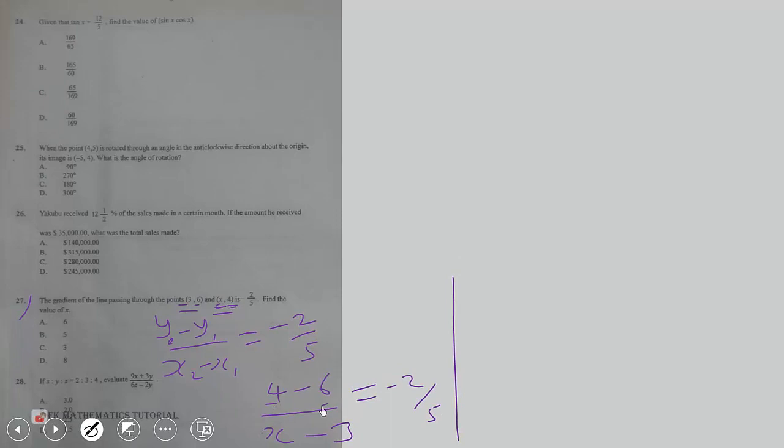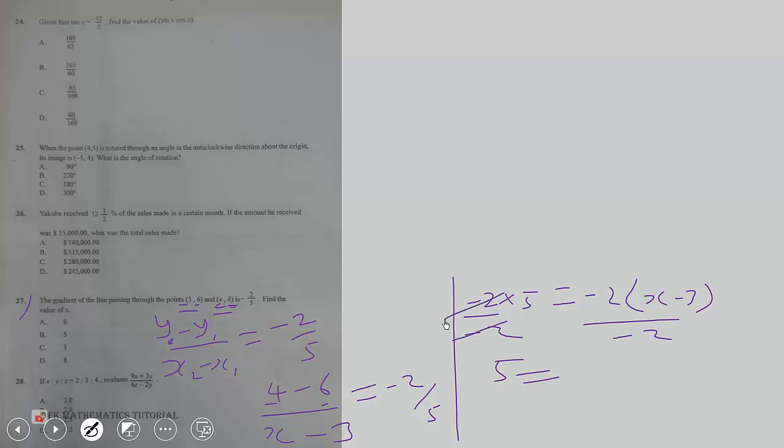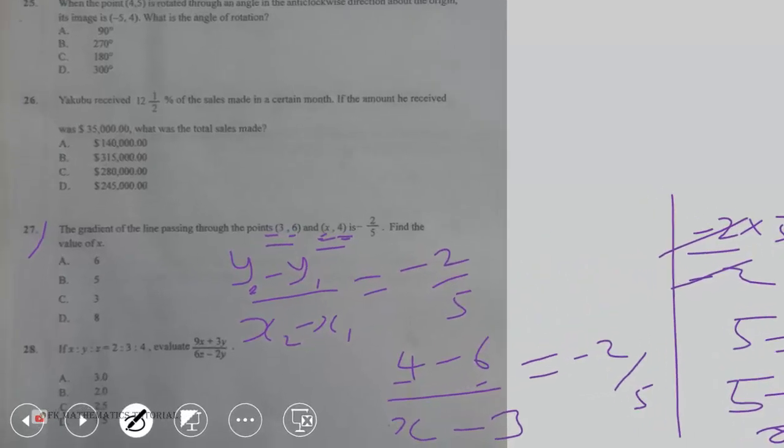So we cross multiply. 4 minus 6 is -2, times 5, will be equal to -2 into bracket x minus 3. So you can divide through by -2 so that you get rid of this. So we have 5 equal to x minus 3. Therefore 5 plus 3 will be equal to x, which is 8. So x is equal to 8.